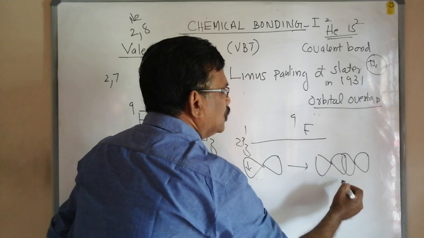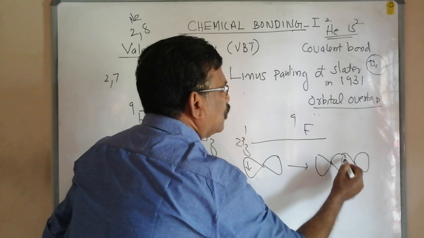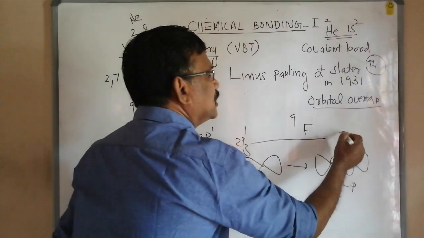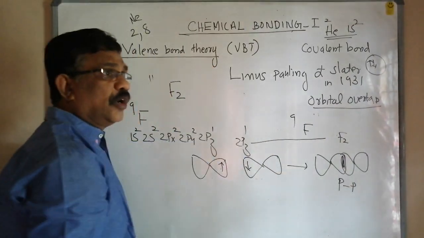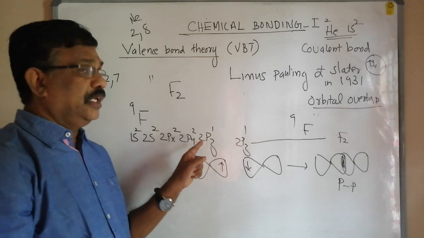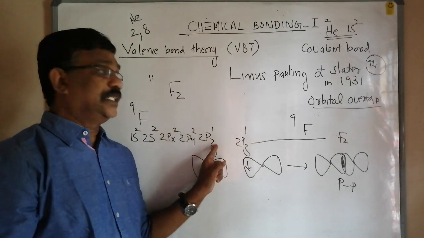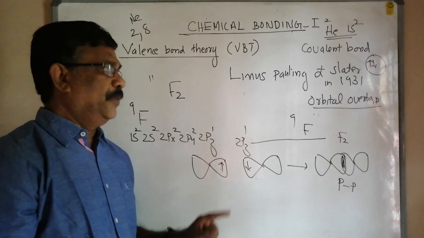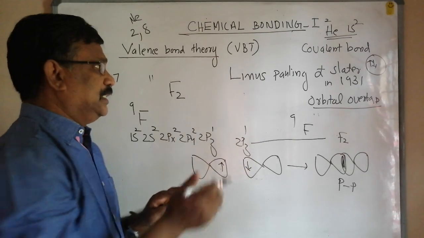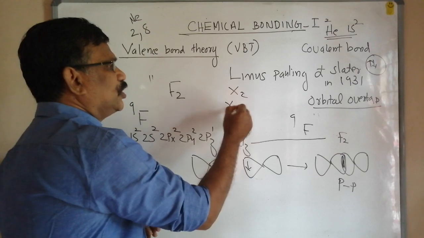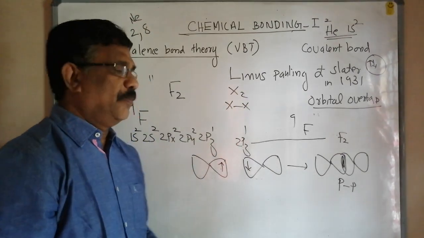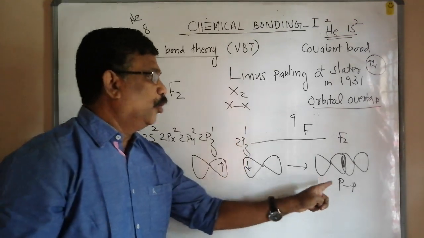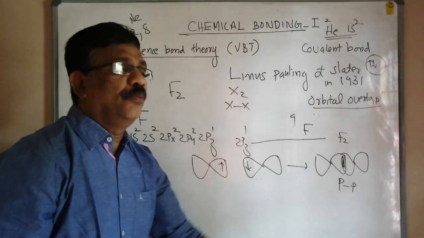And this overlapping is called PP overlapping, and a covalent bond is formed with a pair of electrons, and F2 is formed. In the same way, chlorine is formed. In the case of chlorine, the valence orbital is 3pz1 and 3pz1. Two dumbbell shaped orbitals overlap. So in halogens X2, XX overlapping is PP overlapping. In fluorine, we can see 2pz overlapping or PP overlapping, and a covalent bond is formed.